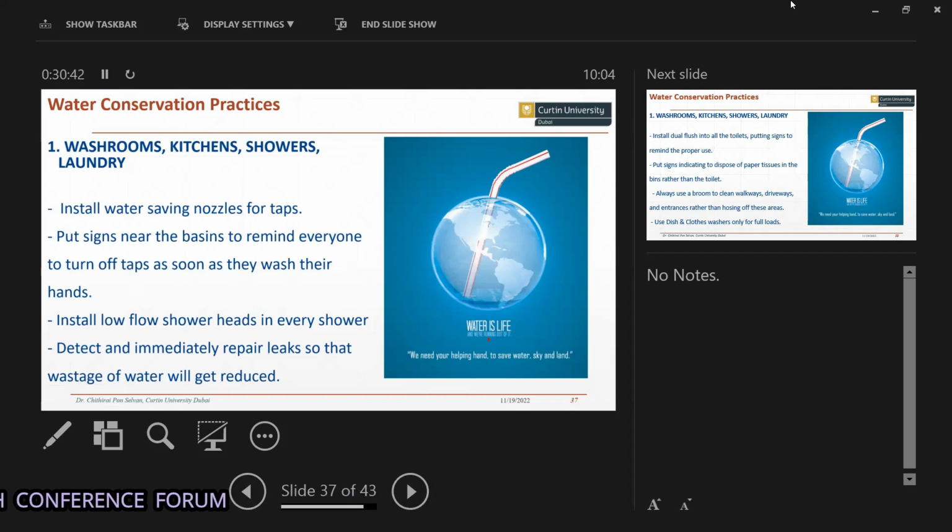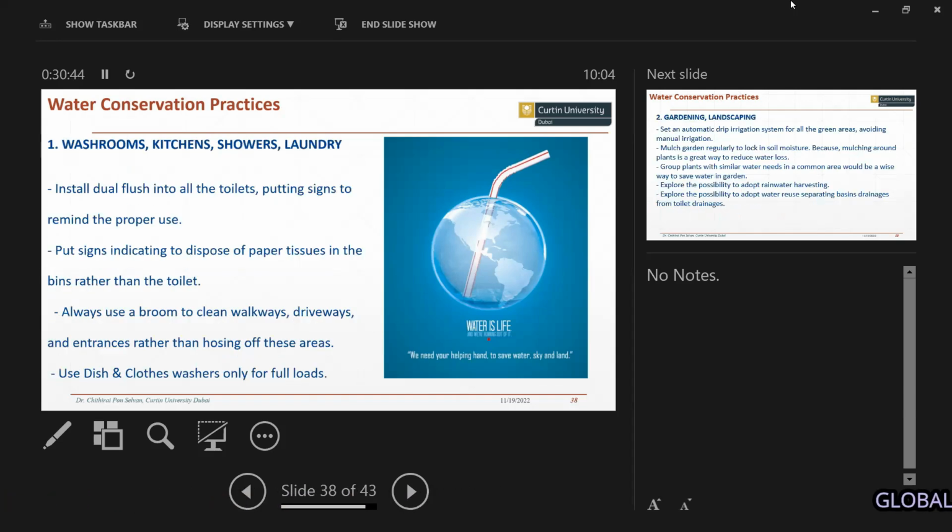These are happening in the food sector. Water is flushed into the toilet. Use improved flushing systems in the room. Rather than the toilet, always use the bucket to gain conservation. Use the dishwasher only for a full load.